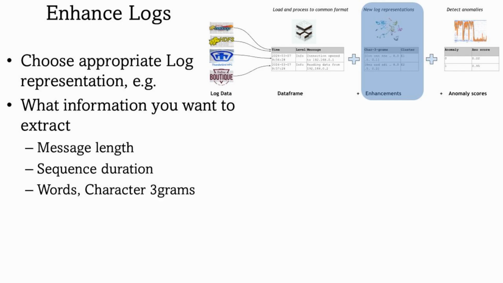Message length might highlight unusually short or long log entries that are outliers. Sequence duration could reveal processes taking longer than expected. Character-based n-grams capture recurring patterns or anomalies in the text structure.